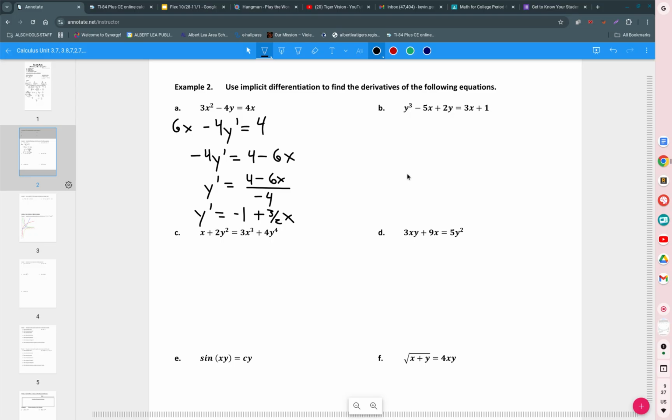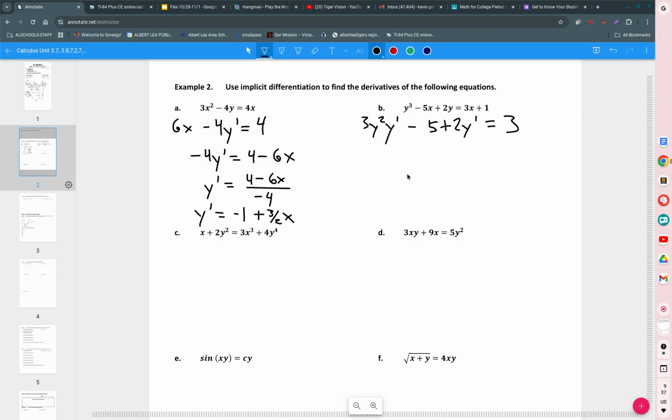What is the derivative of y cubed? 3y squared times what? y prime. Attach a y prime every time you take a derivative with a y. Minus 5 plus 2y prime is equal to 3.